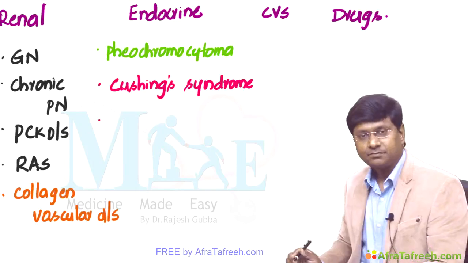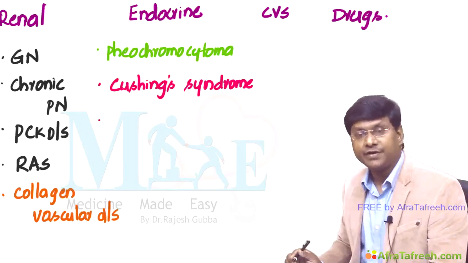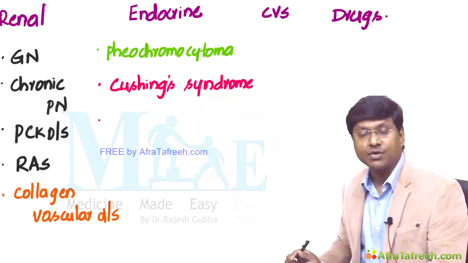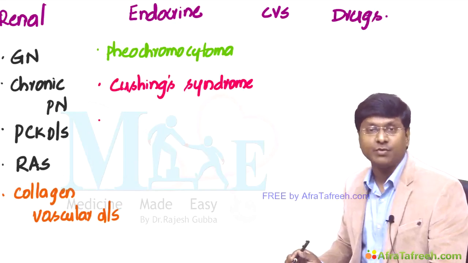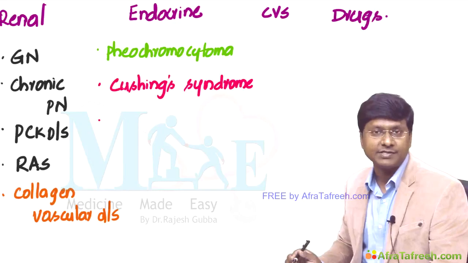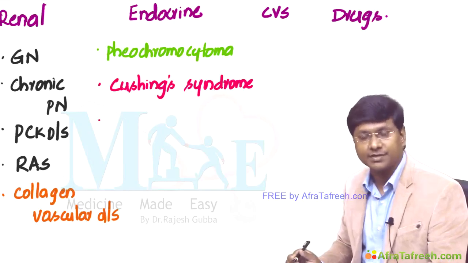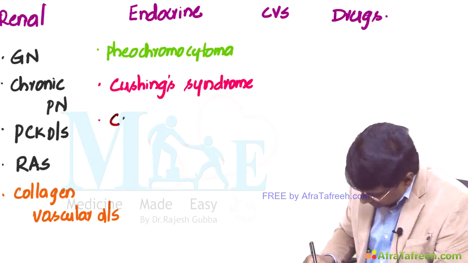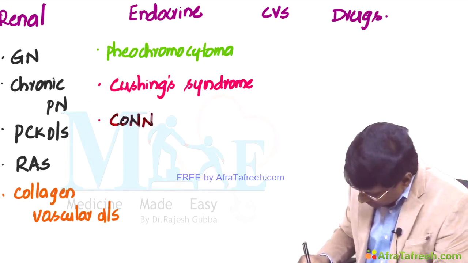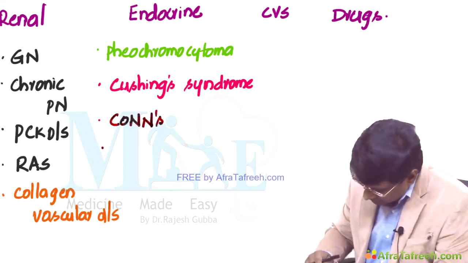Next, we have a clinical condition where there is excessive production of aldosterone. What is that clinical condition? Remember, it is nothing but your Conn syndrome. Conn syndrome is a clinical condition characterized by hyperaldosteronism, where there is retention of sodium and water, and thereby the fluid volume increases, and the blood pressure of the individual increases. So, the other condition we have is Conn's syndrome.